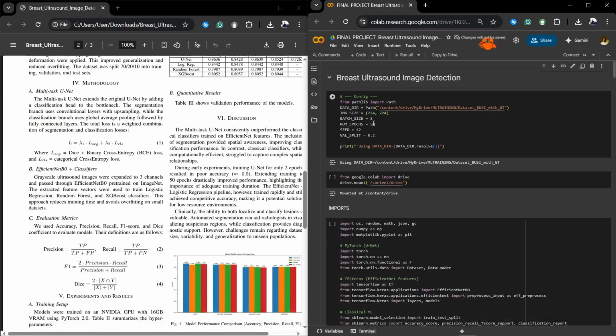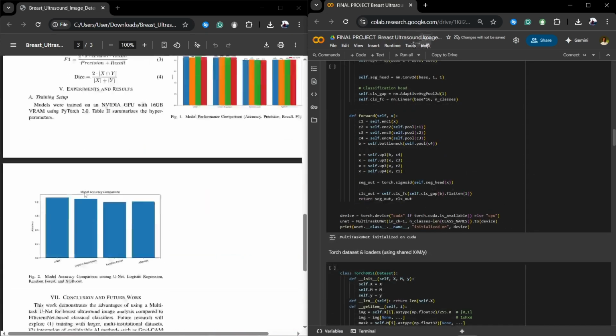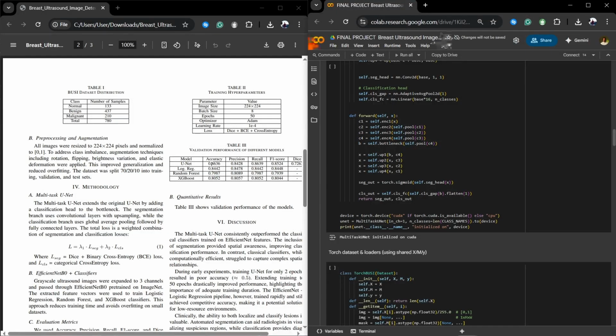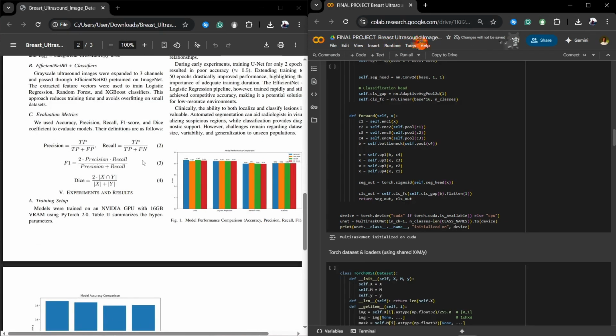So the multitask U-Net was trained for 50 epochs with a batch size of 8 using the Adam optimizer, which is mentioned here. We have used the Adam optimizer, and we also used this learning rate. Early stopping was also applied to prevent overfitting, and after training the model, we achieved an accuracy of 86.3% with an F1 score of 85.2%.